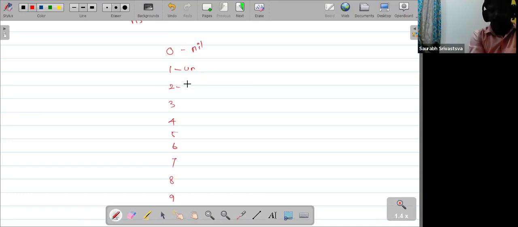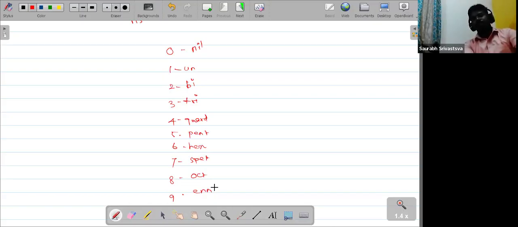Next, 1 means un. 2 means bi. And 3 means tri. 4 means quad, Q-U-A-D, quad. And 5 means pent. And 6 means hex. And 7 means sept. And 8 means oct. And 9 is enn, E-N-N. So these are the suffixes we need to follow.